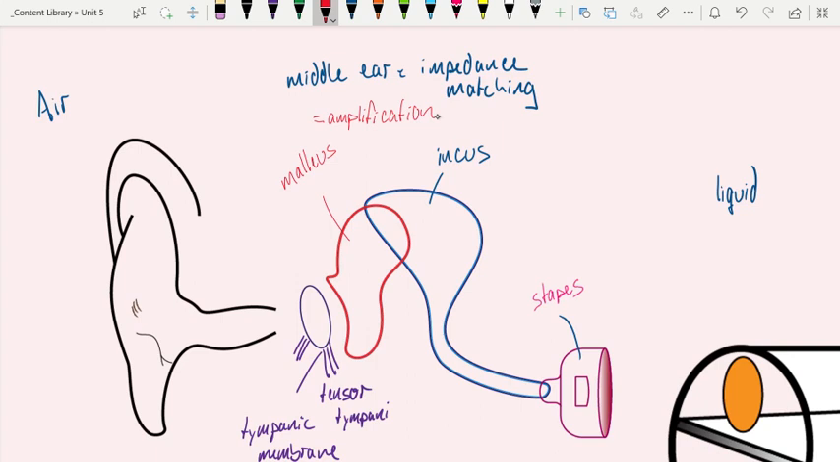The stapes is directly connected here to the oval window, and as the tensor tympani moves back and forth, this whole range of bones makes the stapes also move back and forth, just like the plunger on a toilet. And this generates a pressure wave inside the inner ear that is amplified by this series of inner ear bones, the malleus, the incus, and the stapes.